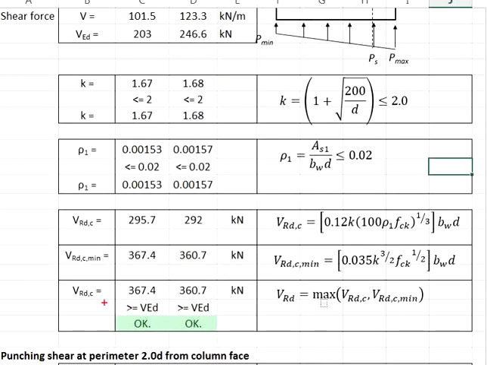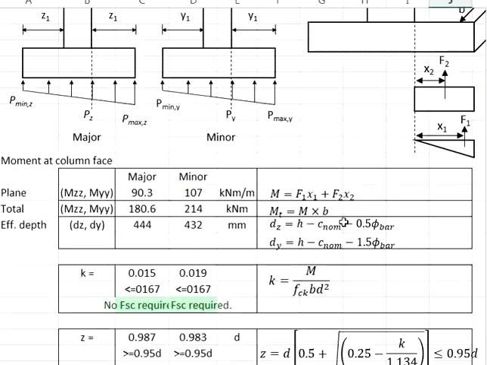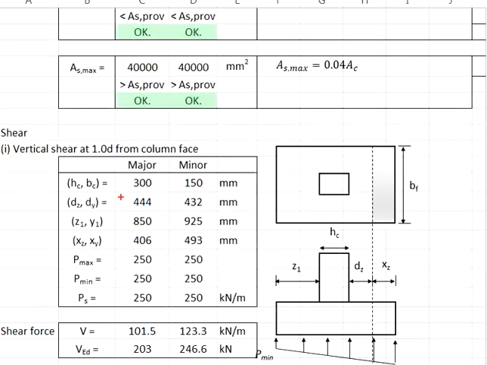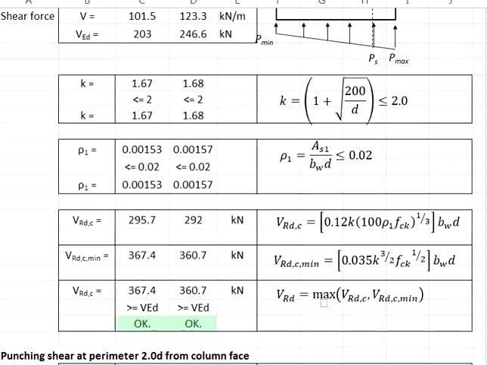In the case that the provided shear resistance is inadequate, you will need to increase the thickness of the pad footing here. By increasing the thickness of the pad footing, you will increase the effective depth. This leads to the increment of the shear resistance of the concrete and the shear resistance of the concrete minimum. By doing so, you will increase the VRd,c, and then you are going to repeat the process until you get your VRd,c greater than the VEd.